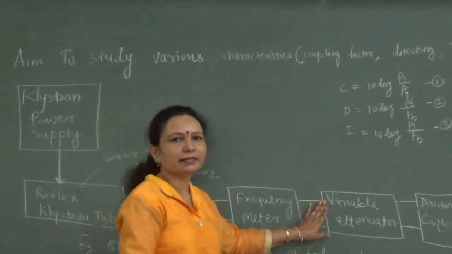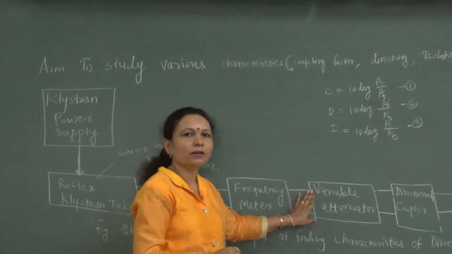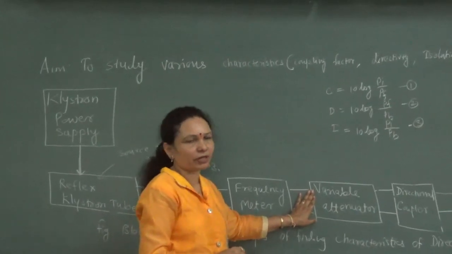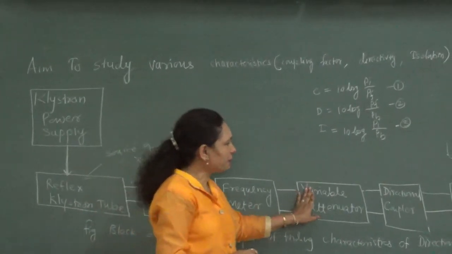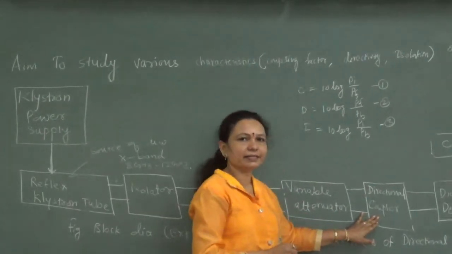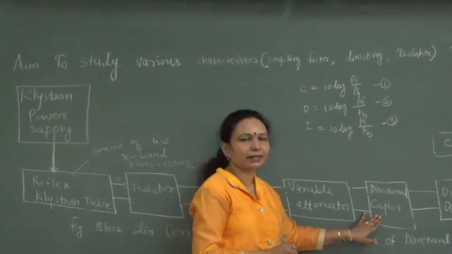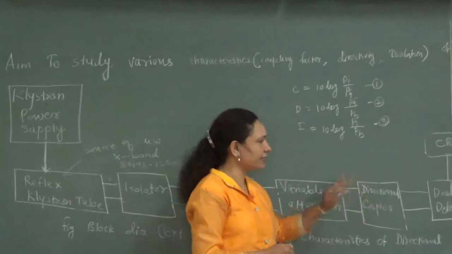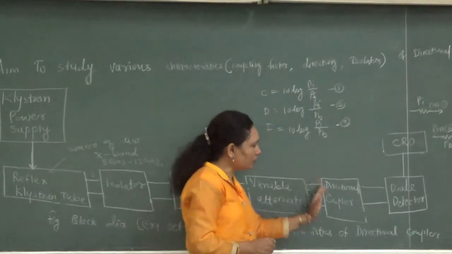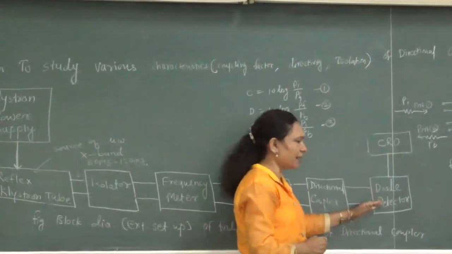By adjusting the position of the variable attenuator knob, we obtain the perfect square wave on the CRO. After this, we are connecting the device under test. Now the device under test is your directional coupler. So we are connecting here the directional coupler. The output of the directional coupler is given to the rampant detector.